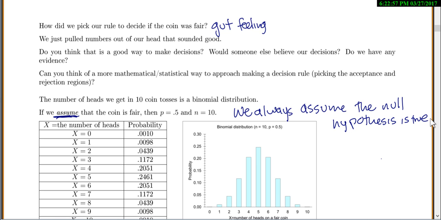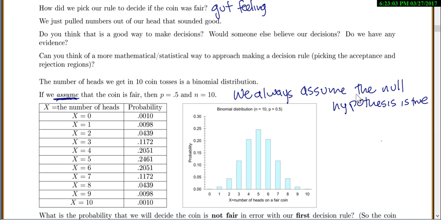Because it's kind of our status quo, or what we believe until we know otherwise, so we always assume it's true for all of our calculations. So if you assume the coin is fair, then our probability is 0.5 and n equals 10. So for the number of heads, I have here the probability for each possible number of heads. The most likely one is, of course, 5. 4 and 6 are still pretty likely at like 0.2. Even 3 and 7 are pretty likely at 11% chance.